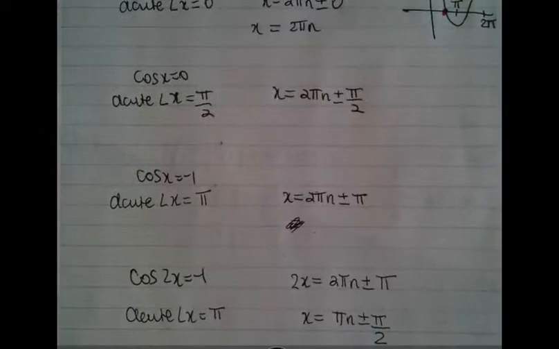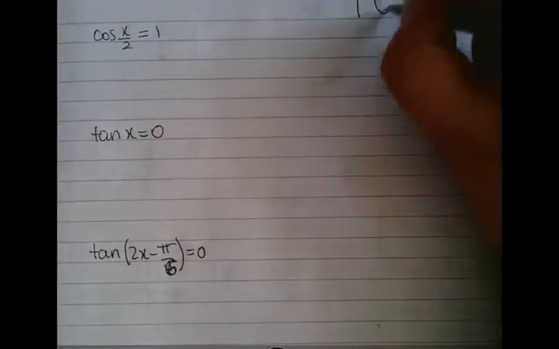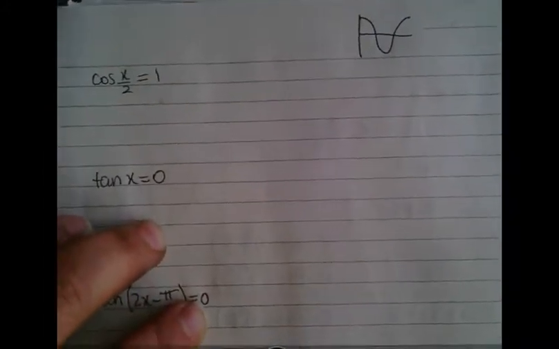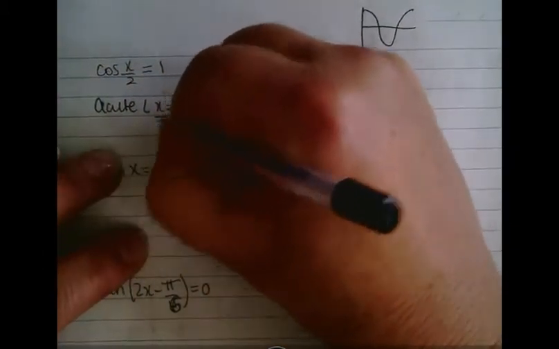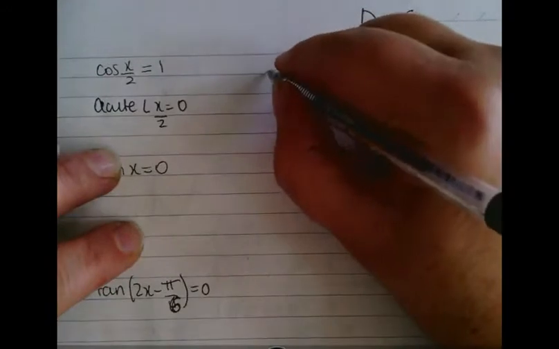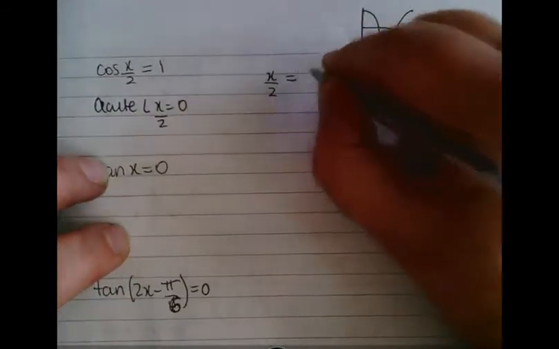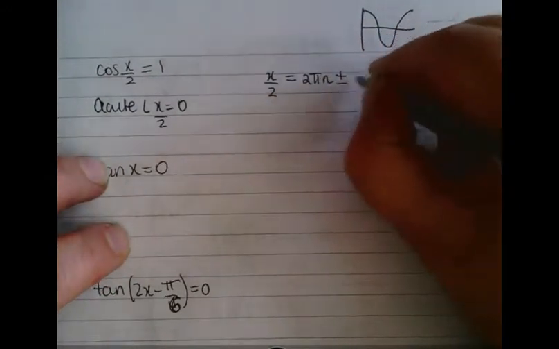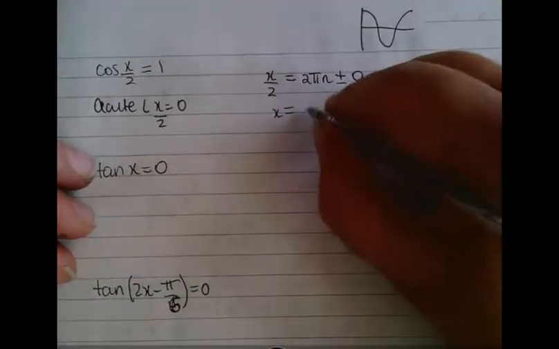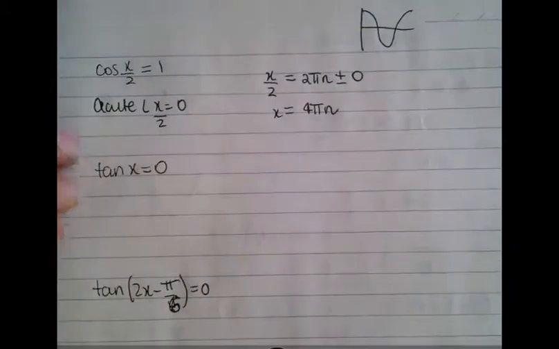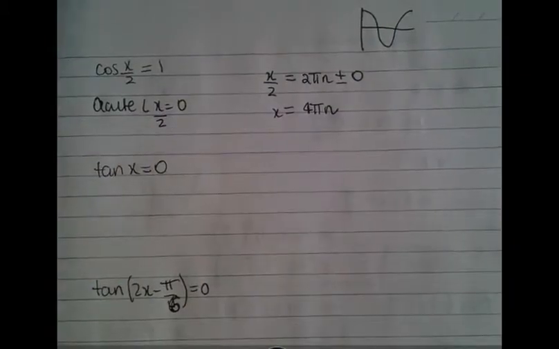I think we've covered every possibility just about. Of x on 2 is 1. All right, what's your acute angle? There's the cos curve. Acute angle x on 2 is 0. So the solution is x on 2 is 2 pi n plus or minus 0. So what does x equal? 4 pi n. You're multiplying by 2, not dividing.